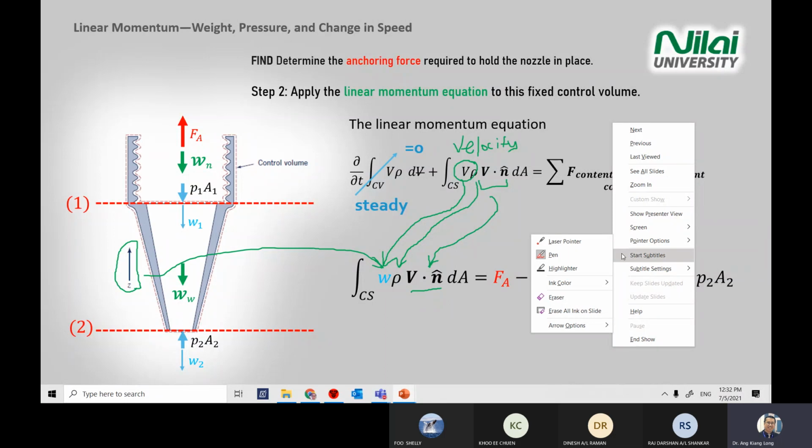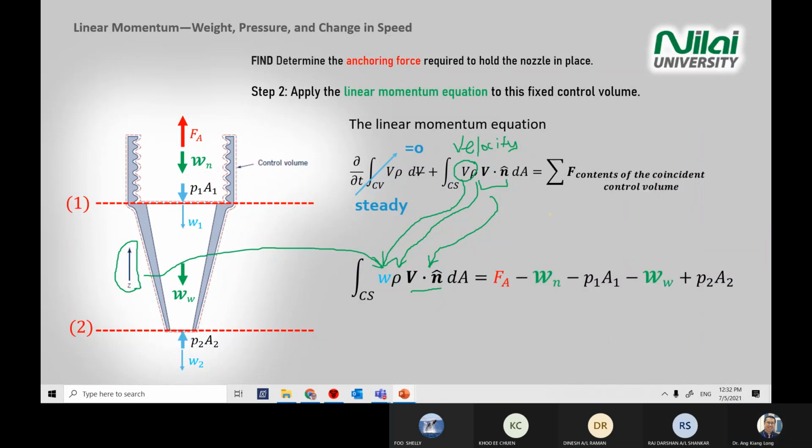Then you deal with forces. For forces, you just look at your free body diagram. What is going up is positive because your Z direction is going up positive. So you look at the arrow. If you go up it's positive, if you go down it's negative. So you have positive FA, negative WN, referring to nozzle weight, negative W, where W means water, plus P2 A2.